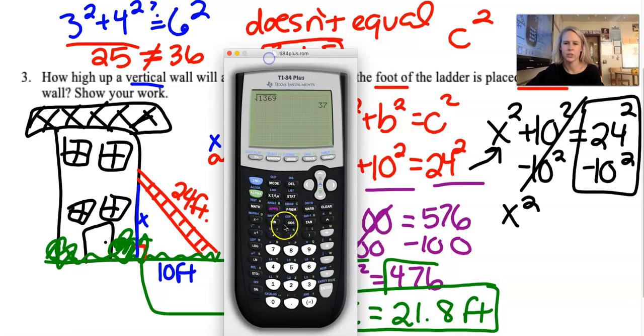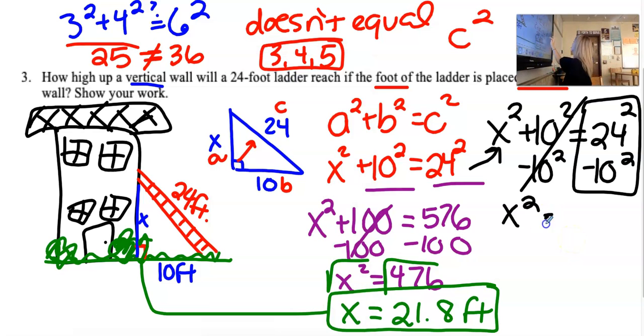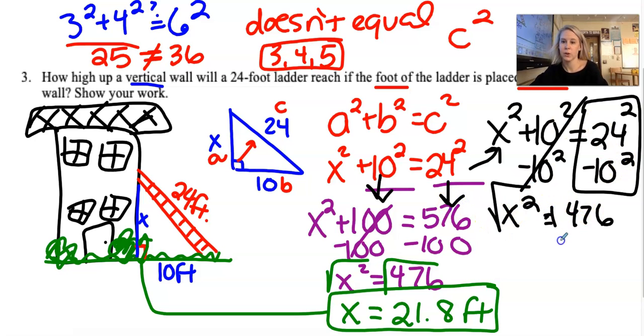Hello, calculator. So 24 squared, take away 10 squared, equals. I still get my same thing of 476, which is good. Okay? So that'll equal 476. So instead of simplifying my squares, you can go ahead and subtract them. Okay? So then you would square root both sides.